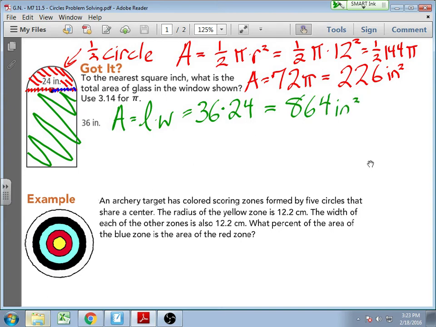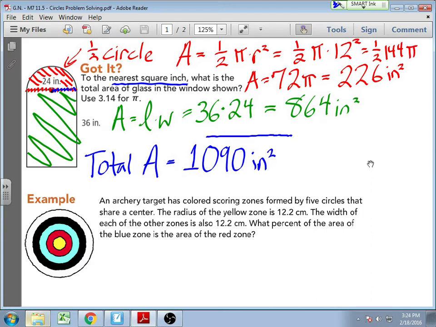So then to find the combined area, we just add them up and we get 1,090.08. Wait, no, hold on. 1,090. Oh, we're going to round that because it says to the nearest square inch, so that's why we're rounding. So inches squared. Do we erase the 0.08? You don't need to erase it, but just know that if it asks you to round, you should round.